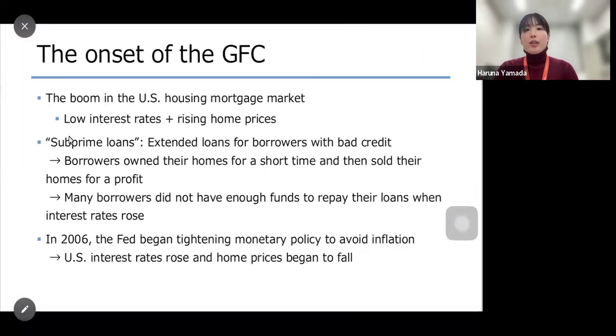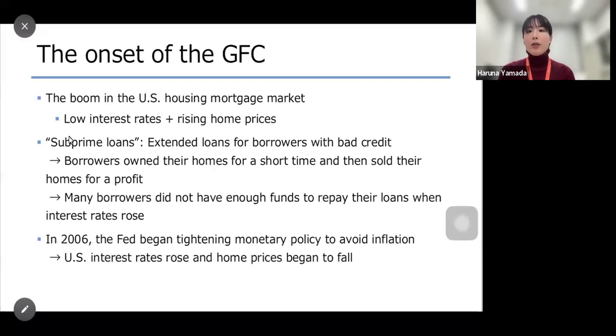The background of the global financial crisis is a boom in the US housing mortgage market. The boom was caused by a low interest rate environment and rising home prices. The US housing mortgage market provided subprime loans for borrowers with bad credit. Such borrowers owned their homes for a short time and then sold them for profit. Because home prices increased, such borrowers could easily get gains from buying and selling houses.